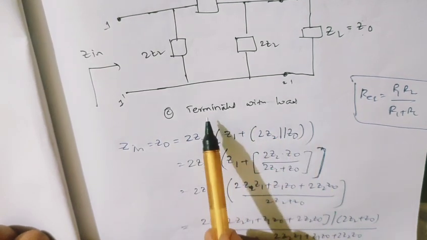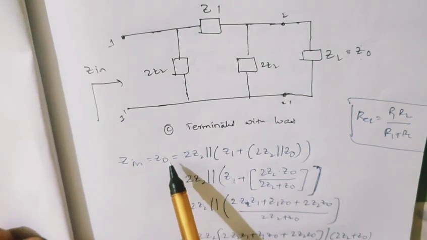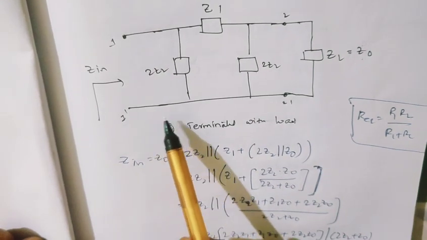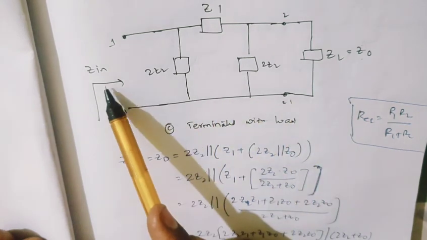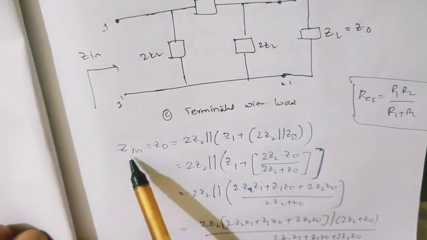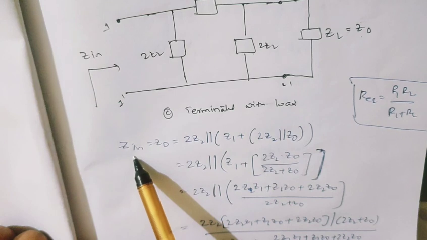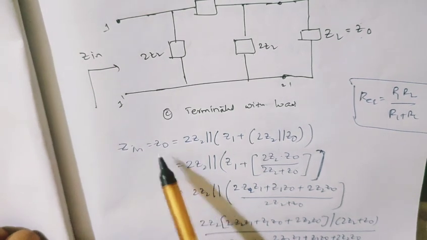And we are saying it is a symmetrical network. Symmetrical network means whatever the impedance presented across your output terminal should be equal to your input impedance. So I am making this term equal now. So Z input is equal to Z0.